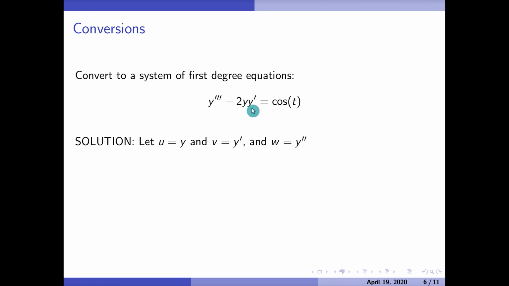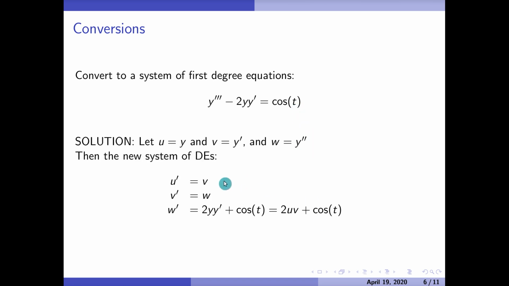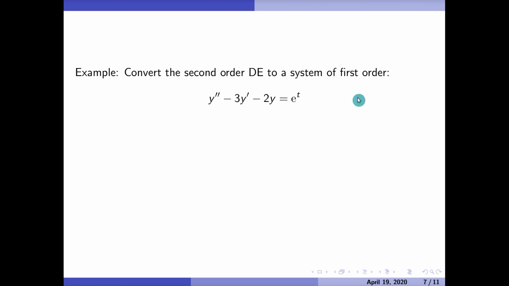w prime is y triple prime, and so then I can solve for that equation. I'm going to be leaving cosine of t alone. Let's see what the equations then look like. u prime is v, v prime is w, and then w prime can be translated to 2u minus v plus cosine of t. Good. So I'm going to pause the video for a second and see if you can do this conversion.